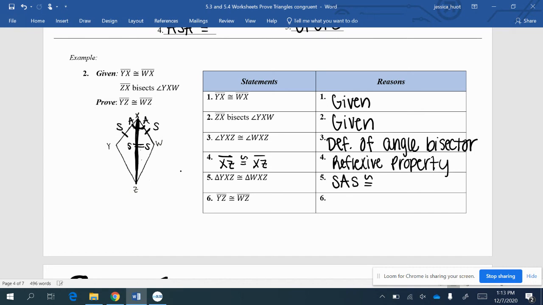And then this is what I was talking about, that 5.4 just adds that one little tiny thing on the end. Once I prove my two triangles congruent, then I can prove that the corresponding parts are congruent. And then that means that YZ is congruent to WZ through CPCTC. And that's all.